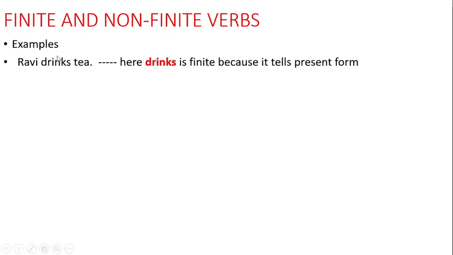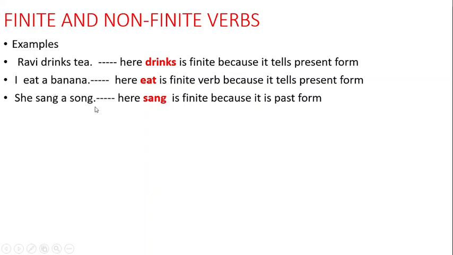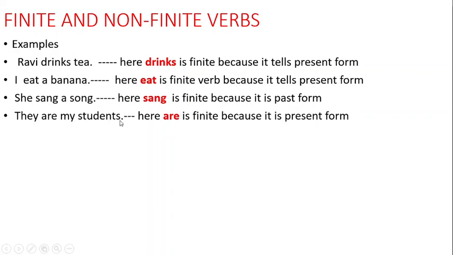First one, Ravi drinks tea. Here drinks is finite because it tells present form. Second one, I eat a banana. Here eat is finite because it tells present form of tense. Drinks and eat, these two are present. Then, she sang a song. Here sang is finite because it is past form. They are my students. Here are is finite because it is present form. Are, sang, these are all finite because they tell tense.